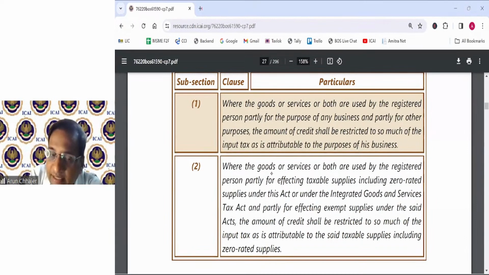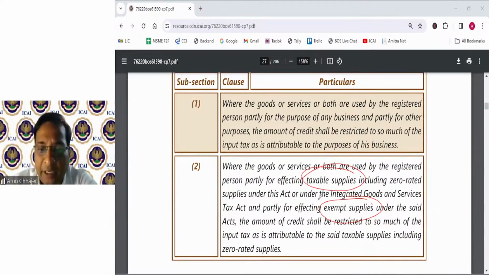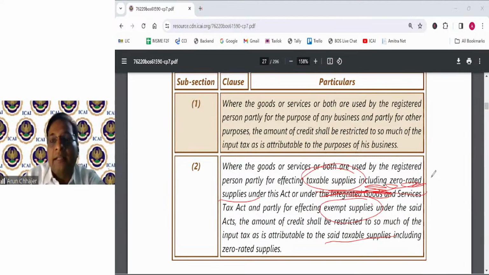Coming back, 17 subsection 2 says, if you are using the ITC commonly for taxable supplies as well as exempt supply, it means you have two supplies: one is taxable supply, one is exempt supply. How much ITC would be available? Again, simple, to the extent of taxable supplies. Point to be noted, zero rated supply is considered as taxable supply.